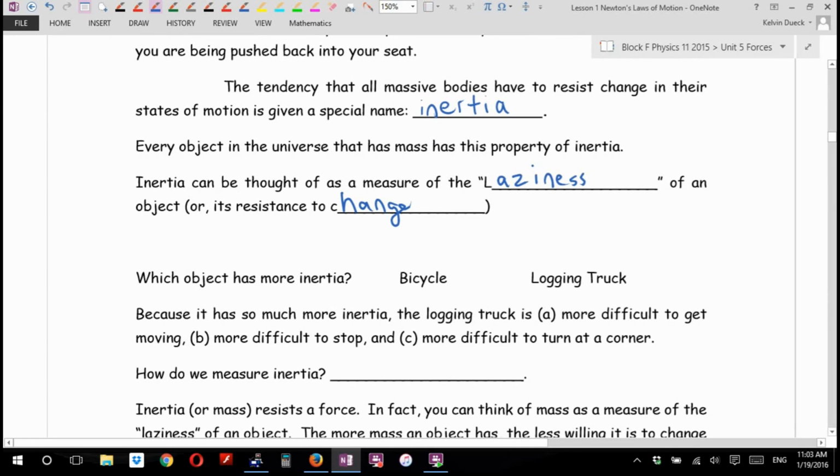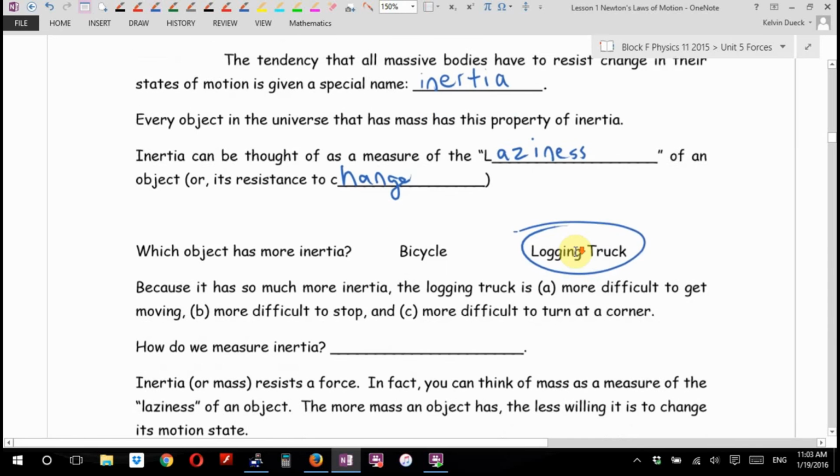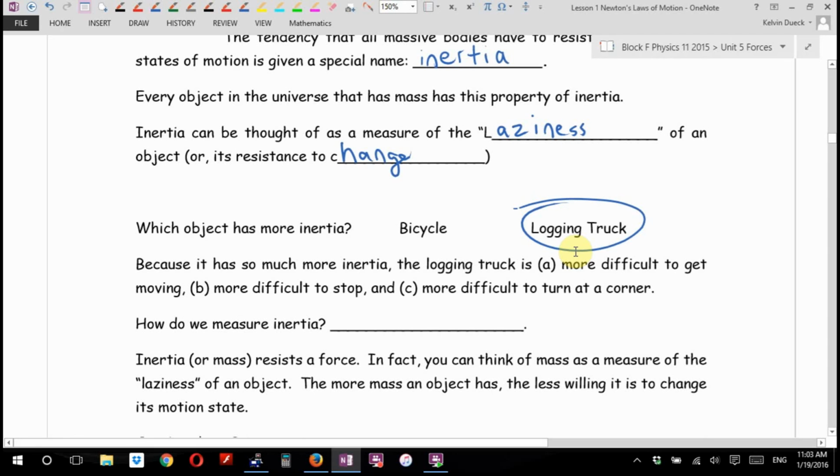What has more inertia, a bike or a logging truck? Be obvious. That is why a logging truck is A, more difficult to get going. If you drive, you'll notice those big semi-trucks suck at accelerating off of a red light. B, more difficult to stop, because that's also accelerating and it's got a lot of inertia, a lot of resistance to change. And C, more difficult to turn around a corner.